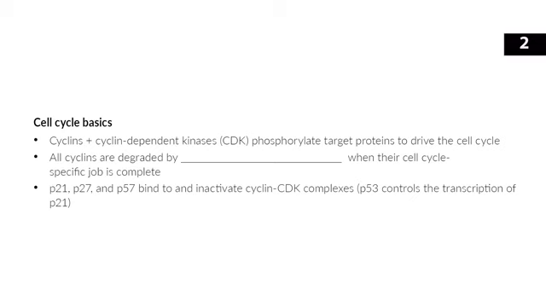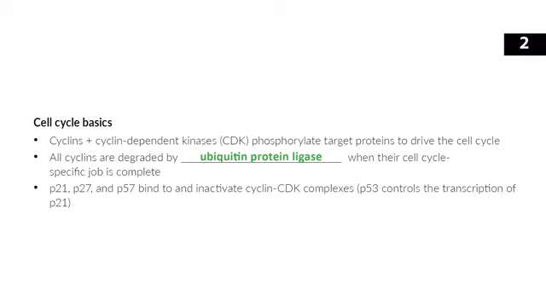Cyclins and CDKs phosphorylate target proteins to drive the cell cycle. All cyclins are degraded by ubiquitin protein ligase when their cell cycle specific job is complete. Ubiquitin is a protein that gets tagged onto other proteins to mark them for destruction. If a protein gets tagged with ubiquitin, that's a signal for this ubiquitin protein ligase to break down that protein. So because of this, ubiquitin is a very important molecule in regulating the cell cycle. You need ubiquitin in order to shut down these cyclins.